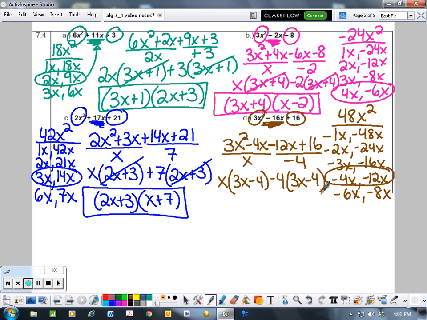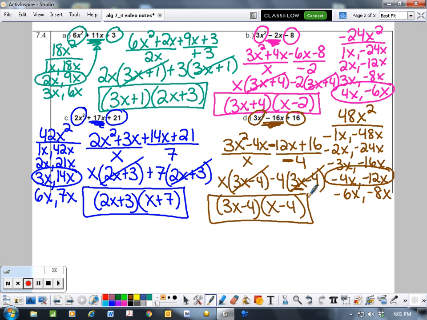Now that those match, see how I pulled out that negative there, so this ends up positive. So whenever there's a negative here, we're going to make sure this is a negative because we want the first number positive. So the 3x minus 4 is common, so we're going to factor that out. Boom and boom. Whatever's left behind is our second factor, and that's our answer.